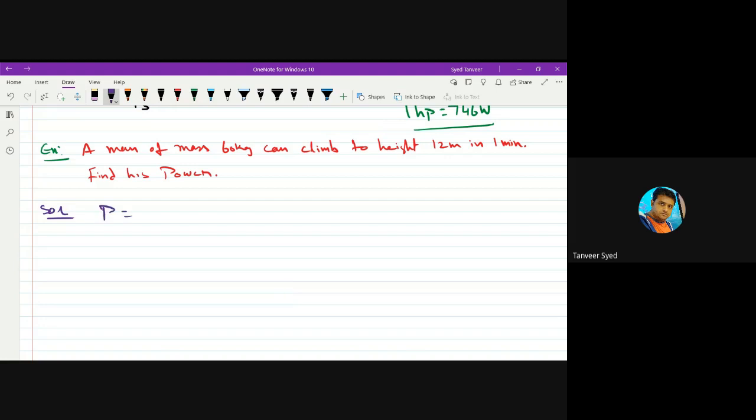How to do this? What is power? Power is work by time. What work is he doing? He is climbing to a height. That means work done is mgh, or work done is force into displacement, by time. What is force? mg. He is lifting his own weight to some height h, divided by time. Mass is 60, g is 10, height is 12, time is 1 minute. Should I write 1 here? No, seconds, 60. 60 into 10 into 12 by 60, 120 watt is his power. His power is 120 watt. Right?